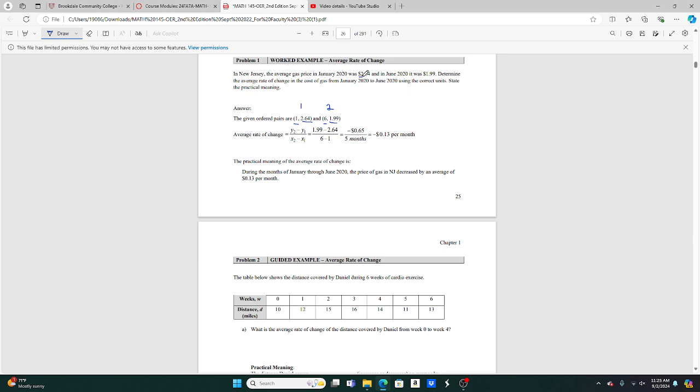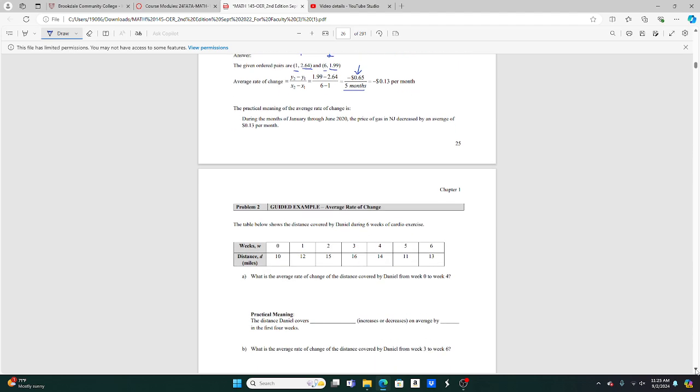Dollars were used to measure the amounts of $2.64 and $1.99. So therefore, my unit on top better be in terms of dollars, and on the bottom it was in terms of months, because my input was months, my output was dollars. So I have negative 0.65 over 5 months, which works out to be negative 0.13 per month, which means on average we're seeing the gas price decreasing by 13 cents per month. So that's a good thing. I wish it was still going on.